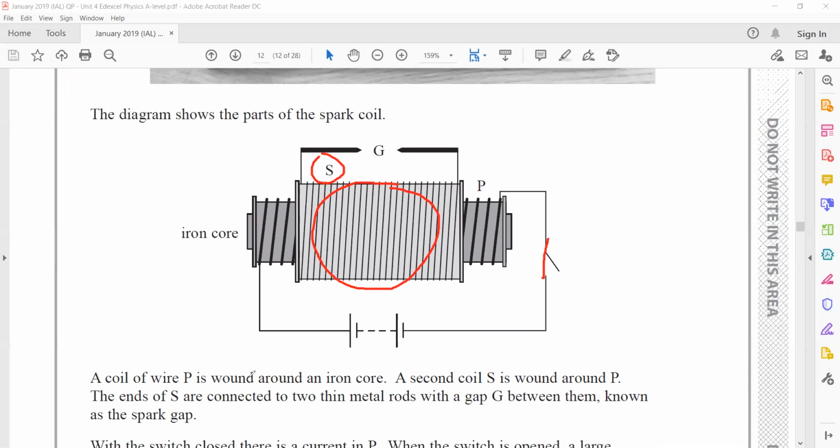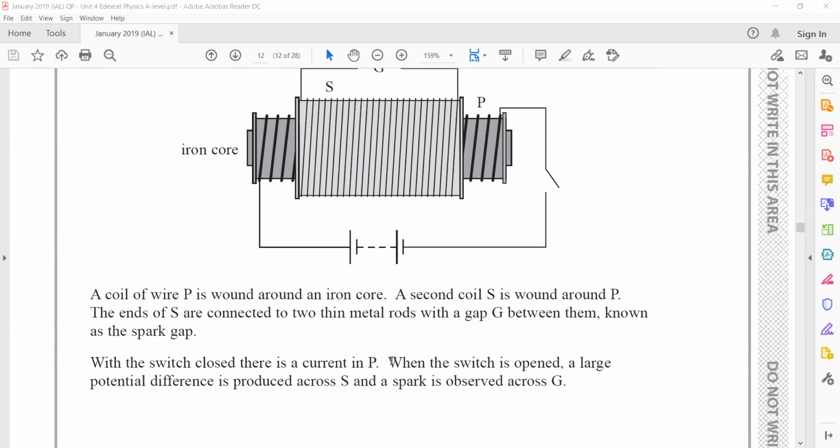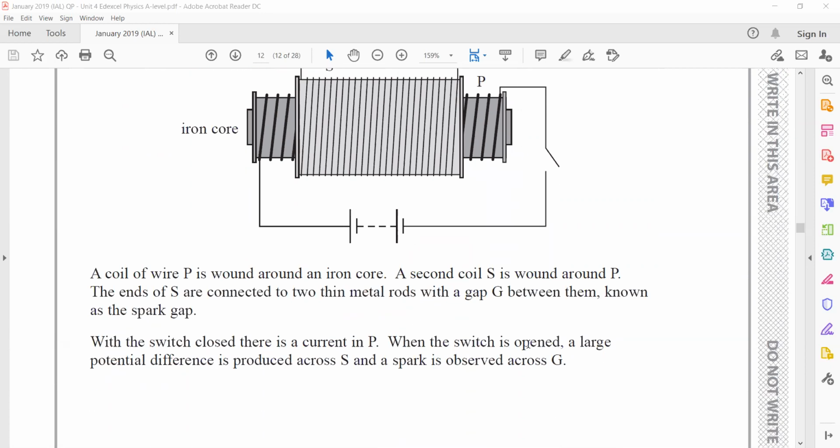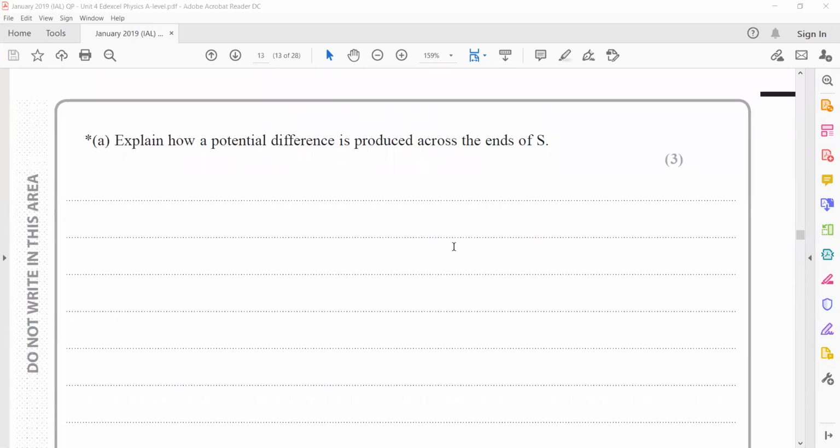Coil P is wound around the iron core. A second coil S is wound around P. The ends of S are connected to two thin metal rods, which have a gap G between them, known as a spark gap, because when the charges move, it produces a spark. When the switch is closed, there's a current in P. When the switch is opened, a large potential is produced across S, and the spark is observed across G. Basically, it ionizes the air and produces a spark.